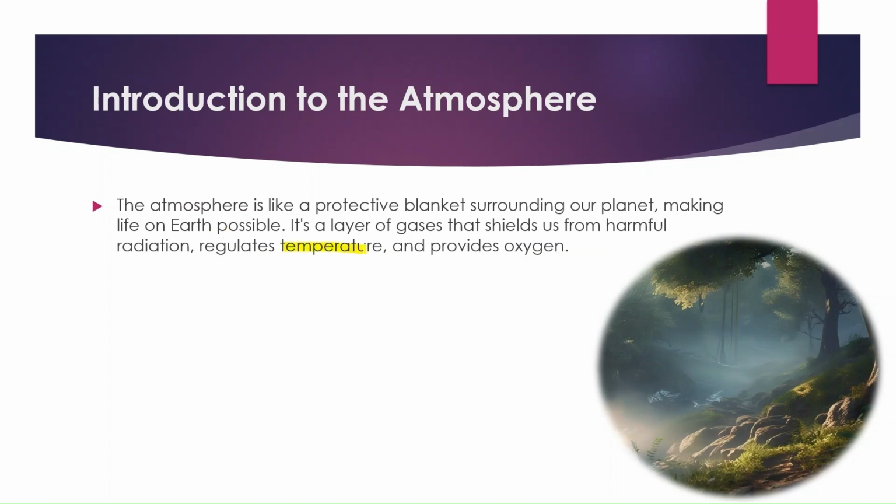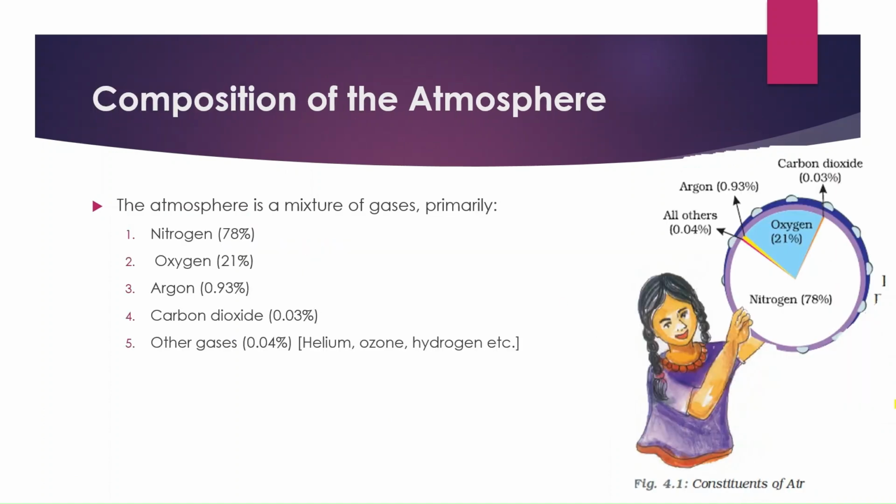Now, let's talk about what is in this blanket of air. The air we breathe is not just one gas, it is a mixture of several gases. And the most abundant ones are nitrogen and oxygen. You may have heard of carbon dioxide, helium, ozone, argon, hydrogen, which are also present in air but in much smaller amounts. So, besides gases, the air also contains dust particles.